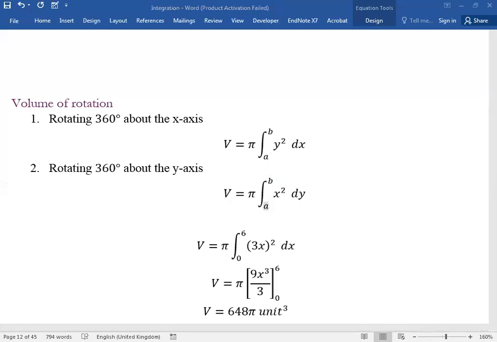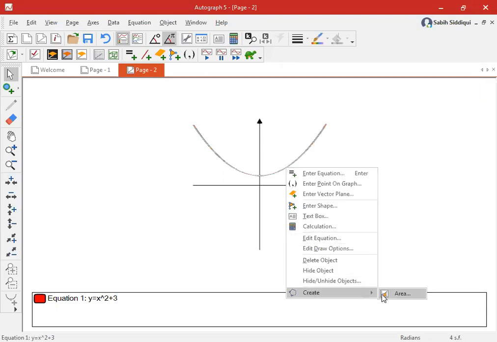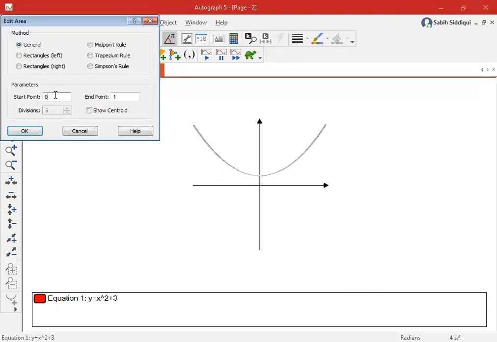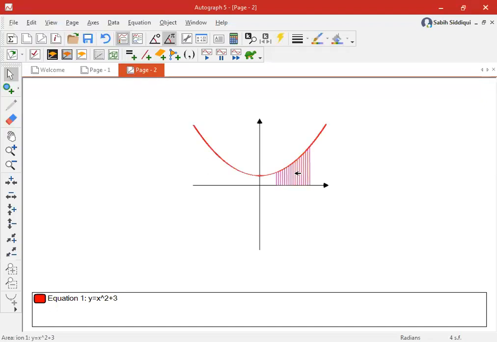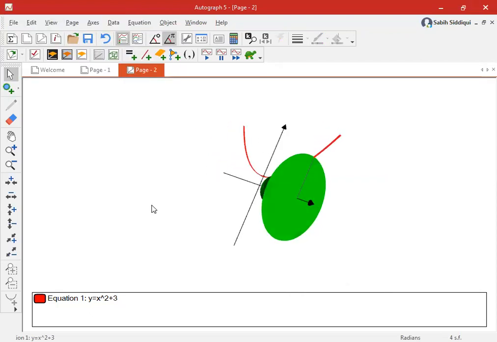One thing, I'll try to show you pictorially what the volume of rotation is. Let's see. If I have this curve and I find the area between 1 and 3, is this the area I have? Now what if I am rotating this curve 360 degrees about the x-axis, with the same limits, 3 and 1? So this whole area will rotate, and let's see what we get. This is the kind of shape that we get.